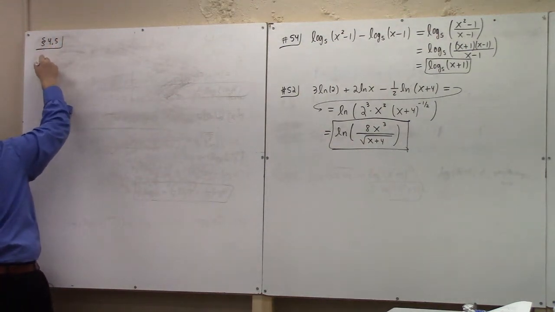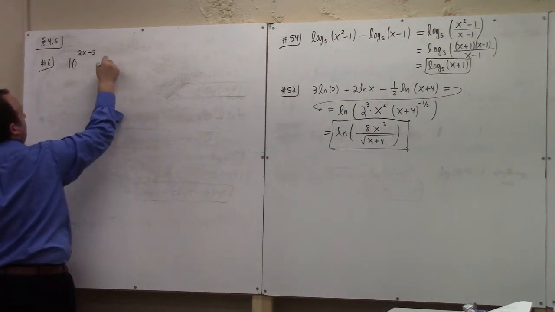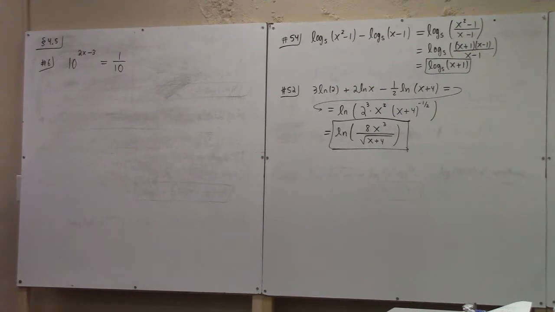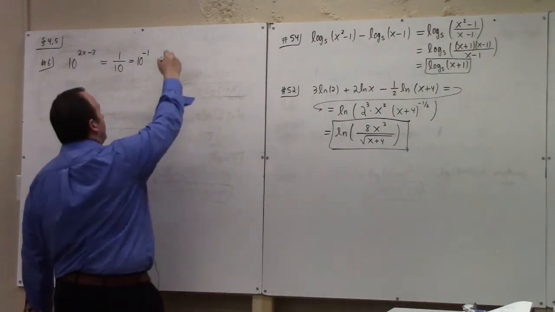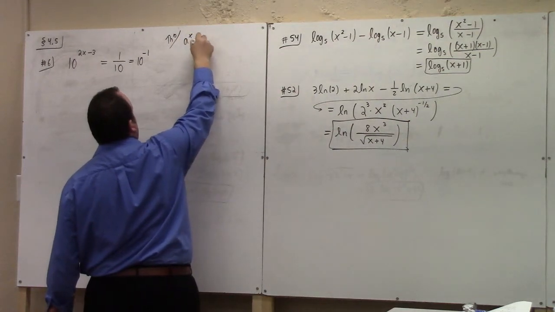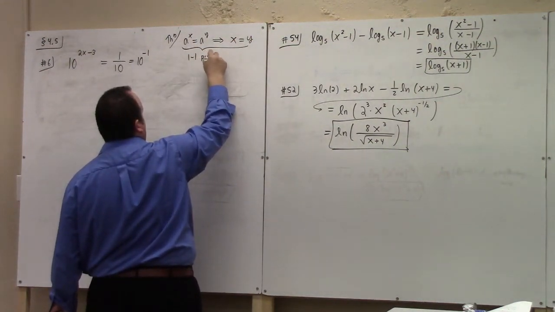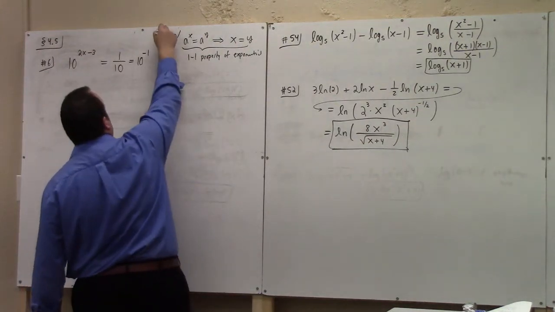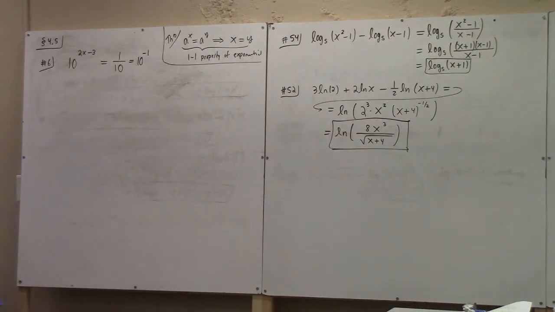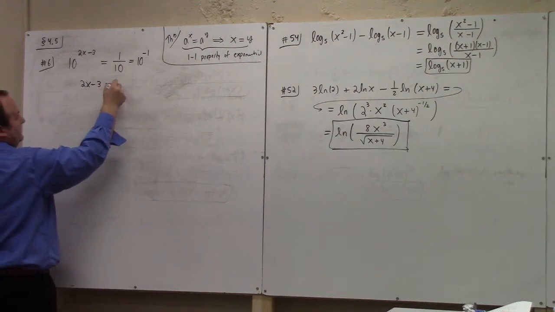Let's work number 6. Here we're faced with the problem 10 to the power 2x minus 3 equals 1/10. One way you could solve this would be to notice that's 10 to the minus 1. And there's a theorem: if a to the x is equal to a to the y, that implies x equals y. This is the so-called one-to-one property of the exponential. If you know about that, then once we have 10 to the 2x minus 3 equals 10 to the minus 1, we can say 2x minus 3 equals minus 1.